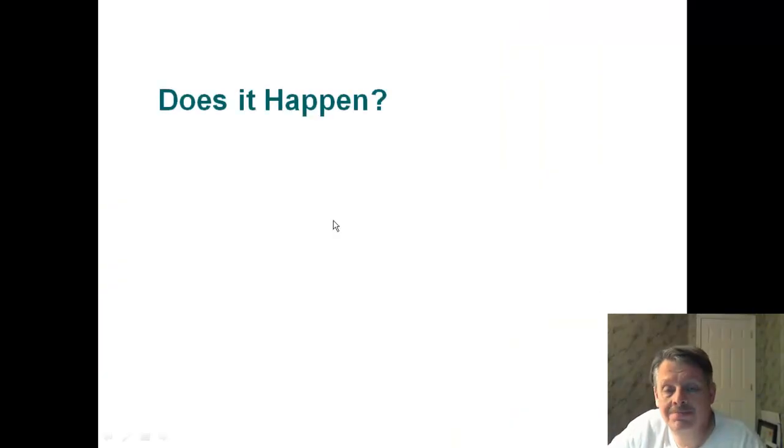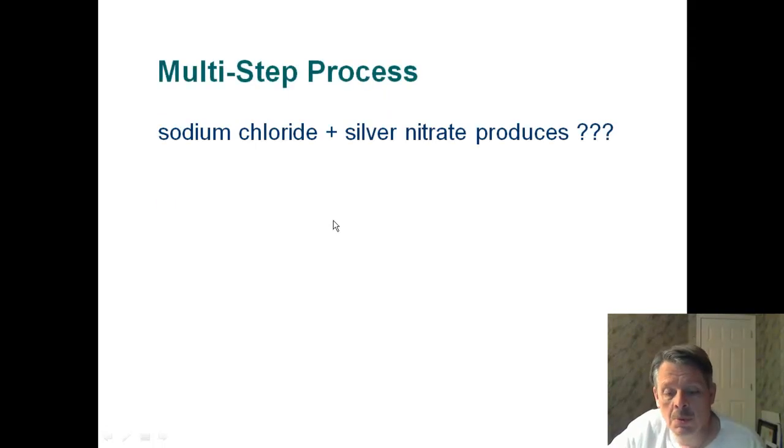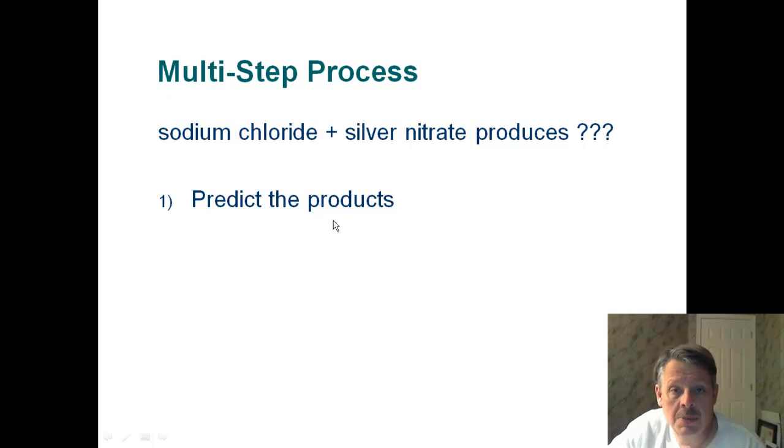So, does it happen? One of the questions is, does this actually happen? Are they going to swap or aren't they going to swap? Well, that's one of the things we have to figure out. So how do we figure that out? Well, we have to go through a multi-step process. The first thing is we have to predict the products. So let's look at this particular reaction.